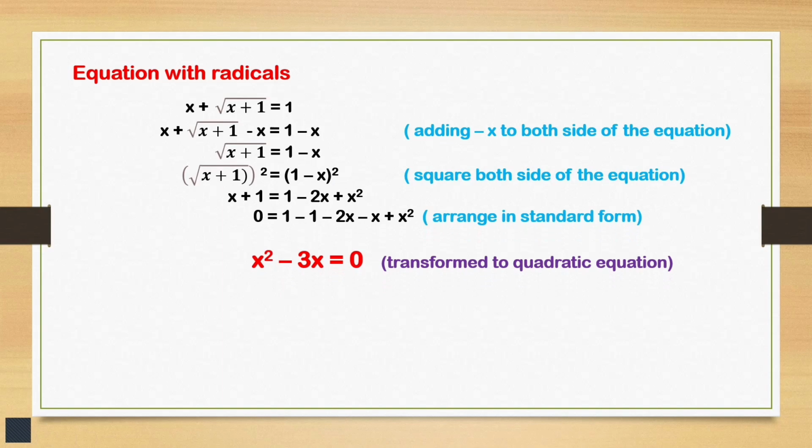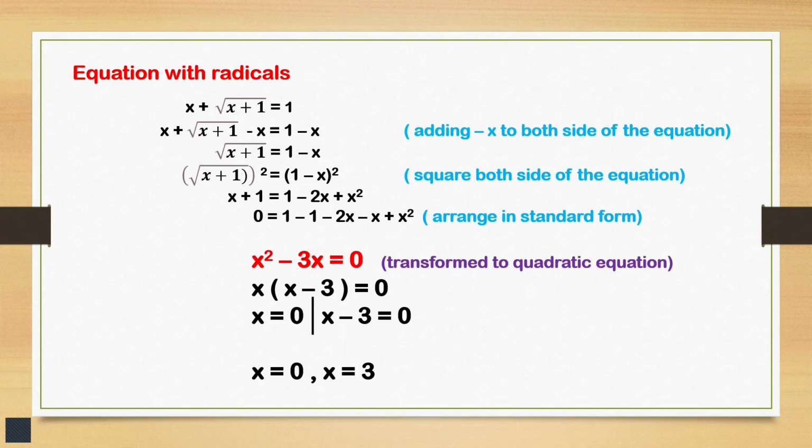Now, again, we can easily find the roots by simply factoring. Okay, we have the factors x times the quantity x minus 3 equals 0. And of course, equating each factor to 0, we have x equals 0 and x minus 3 equals 0, that is x equals 3. So these are called the solutions of the equation.